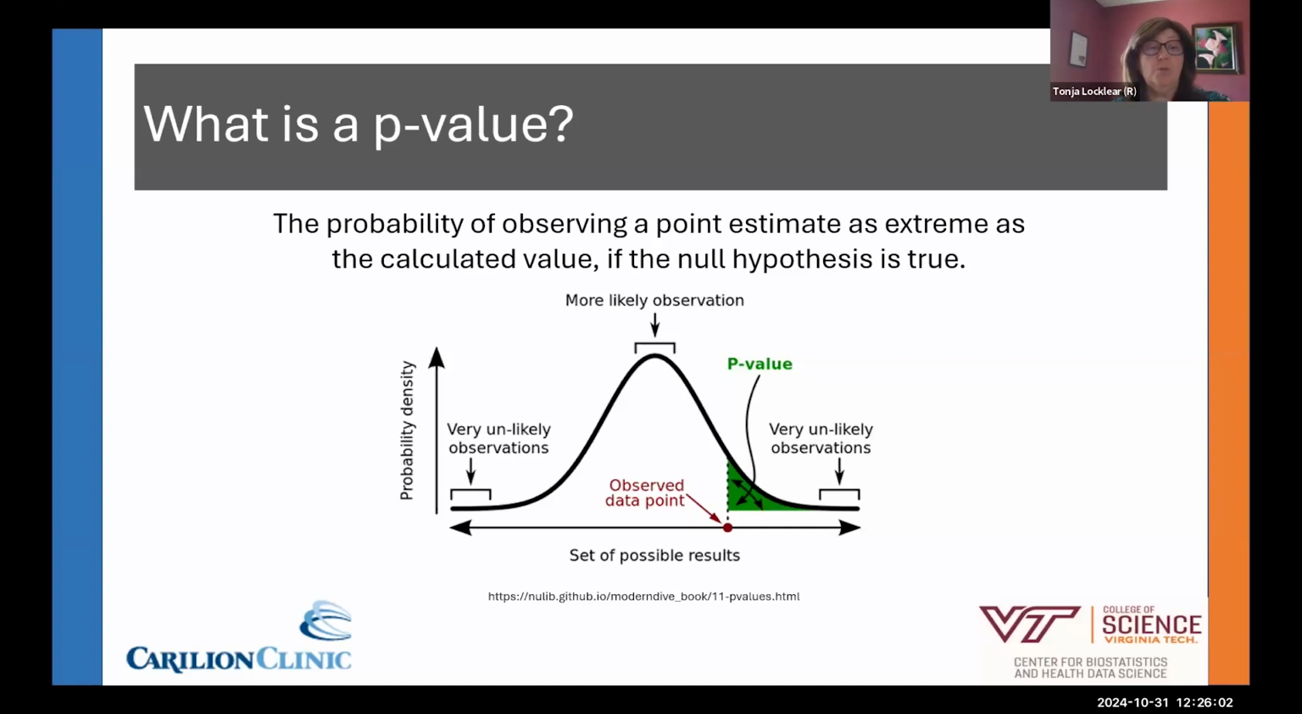So then what is the p-value? Well, the p-value is a probability of an observed point estimate that is as extreme as a calculated value. So when you have a p-value, and let's say your p-value is 0.04, then that means there is a 4% chance that you could pick a random value that is just as extreme as that one, knowing that the null hypothesis is true. So it means it had nothing to do with your alternate hypothesis. It had nothing to do with your intervention. So that's a very small chance.